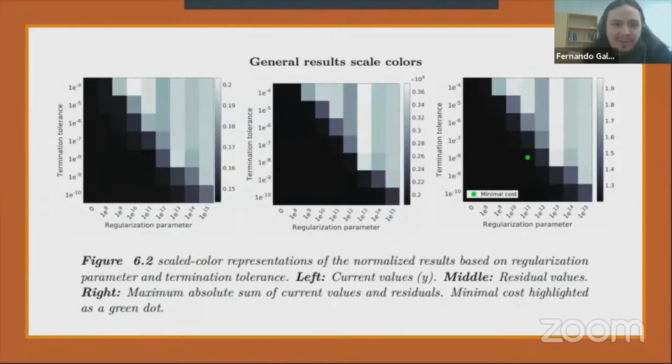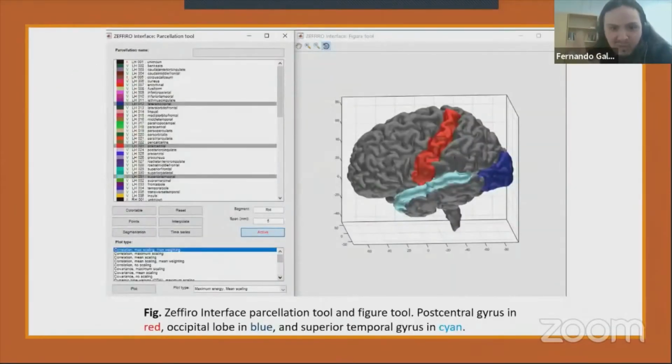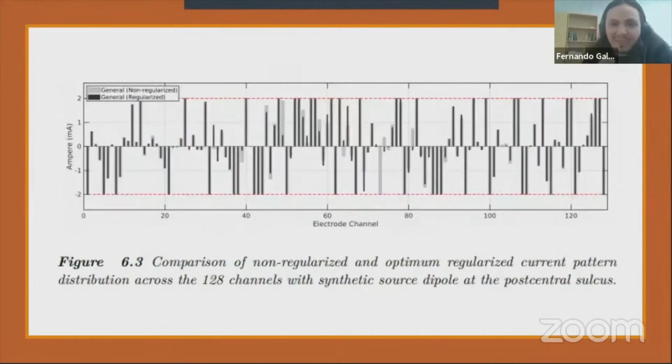Now, some of the results that we can see here: on the left, we see the current values. In the middle, we see the residual values. On the right, we see the maximum absolute sum of current values and residual. Note the minimal cost highlighted as a green dot. By the way, these results are from the occipital lobe, the blue one on the back of the head, left hemisphere.